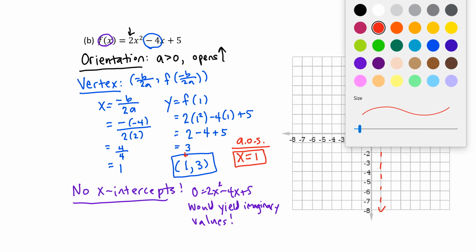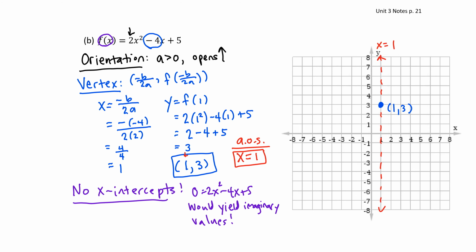Now, can you look at this function and determine what the y-intercept is? Remember, for the y-intercept, x is always 0, and the shortcut is whatever constant we have out here gives us our y-intercept. So (0, 5) is our y-intercept. Now remember, this parabola will have no x-intercepts, so I only have 2 points to graph this parabola.